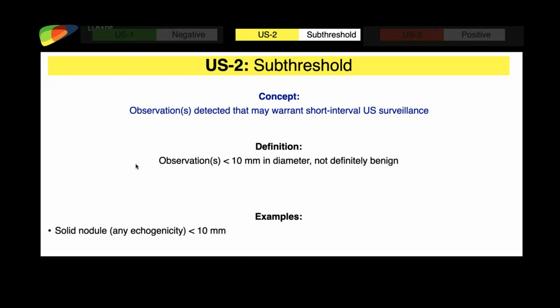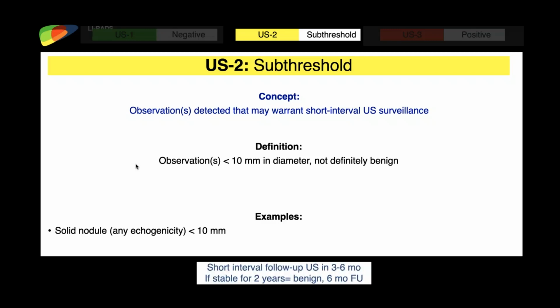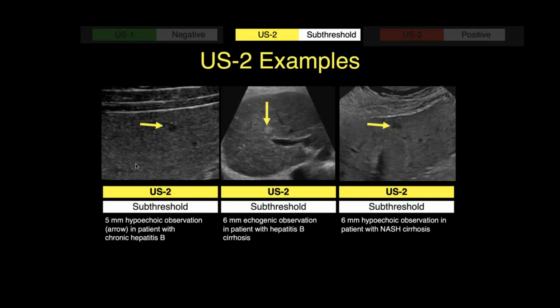Ultrasound 2 subthreshold is where you have an observation that's detected that may warrant short interval ultrasound surveillance. And what we have defined for this is that you see an observation measuring less than 10 millimeters in diameter that's not definitely benign of any echogenicity. And so for these, we recommend a short interval follow-up ultrasound in 3 to 6 months. And again, if it's stable for 2 years, then you can consider that to be benign.